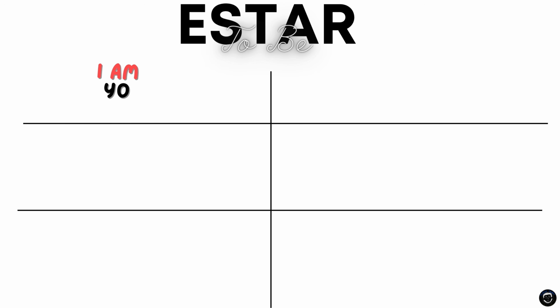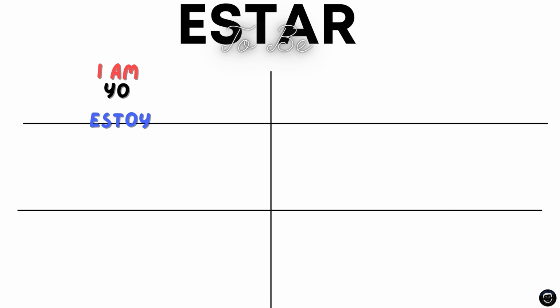Today we're going to learn how to use the verb estar, to be. Estar is one of the two Spanish verbs that can be translated as to be. The other one is ser. However, they are used in different contexts. In this video, we will talk about estar. Let's conjugate it in the present tense.